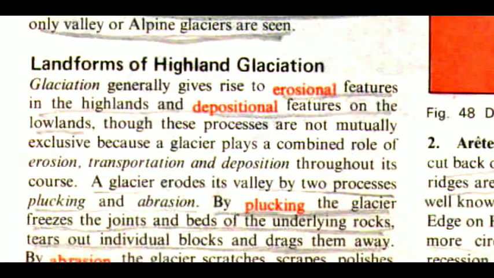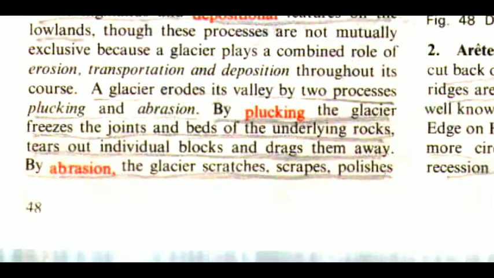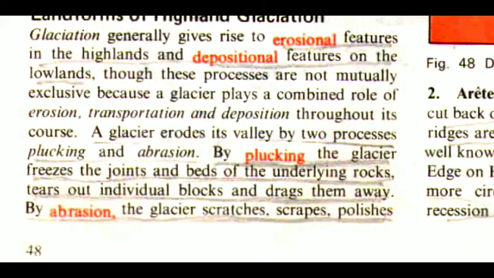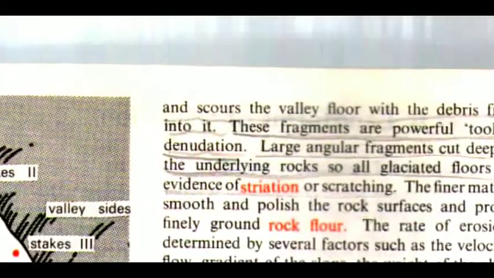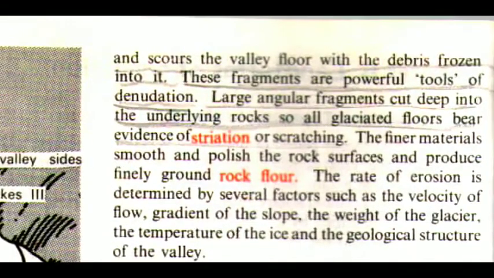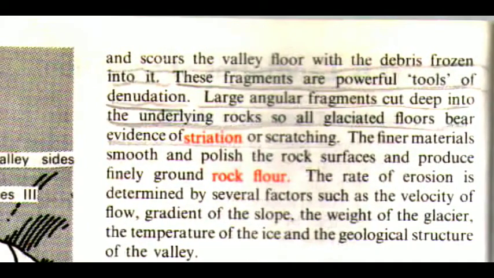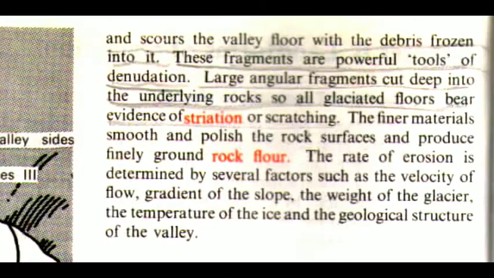A glacier erodes its valley by two processes, plucking and abrasion. By plucking, the glacier freezes the joints and beds of the underlying rocks, tears out individual blocks, and drags them away. By abrasion, the glacier scratches, scrapes, polishes, and scars the valley floor with the debris frozen into it. These fragments are powerful tools of denudation.